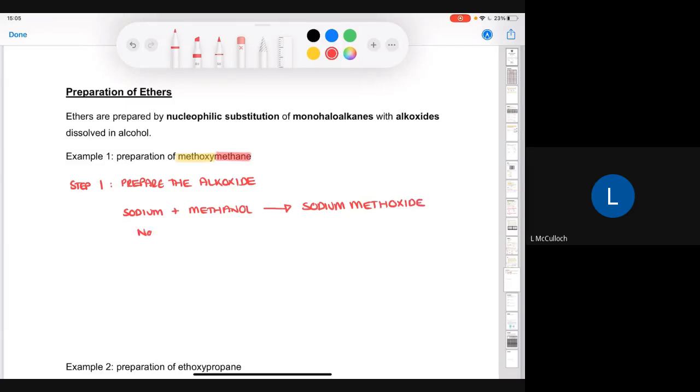So that's Na plus CH3OH will give us Na+ OCH3-. And then we also get hydrogen. So that's step 1, we've prepared the alkoxide, because it's the alkoxide that's our nucleophile. And then step 2 is to do the nucleophilic substitution.